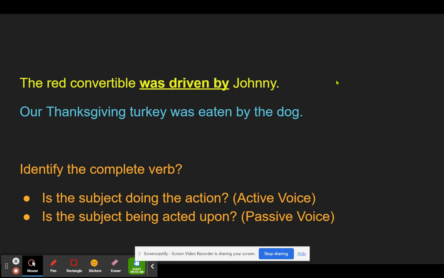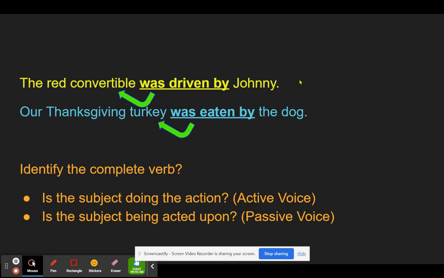And so now we have changed the verb a little bit. The verb is was driven. Our Thanksgiving turkey was eaten. So now we have still the verb drove or driving, still the verb eat or eating. And so now we have the convertible was driven. Is the convertible doing that action that is driven? Is it doing the driving? And the answer is no. The driving is being done to the convertible. The convertible, the subject, is receiving the action of that verb.